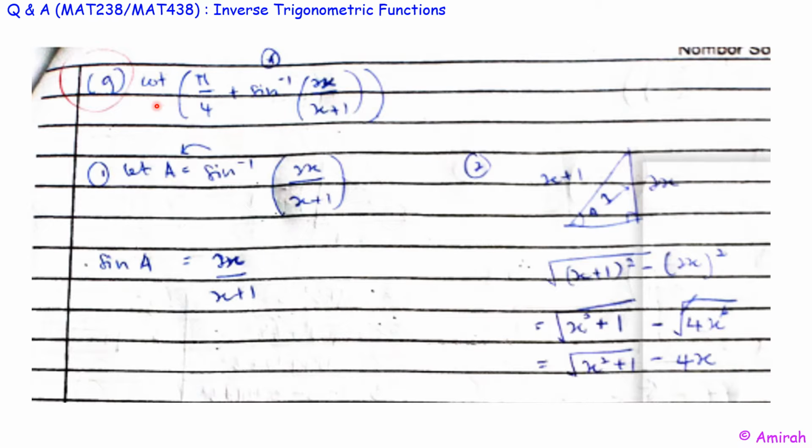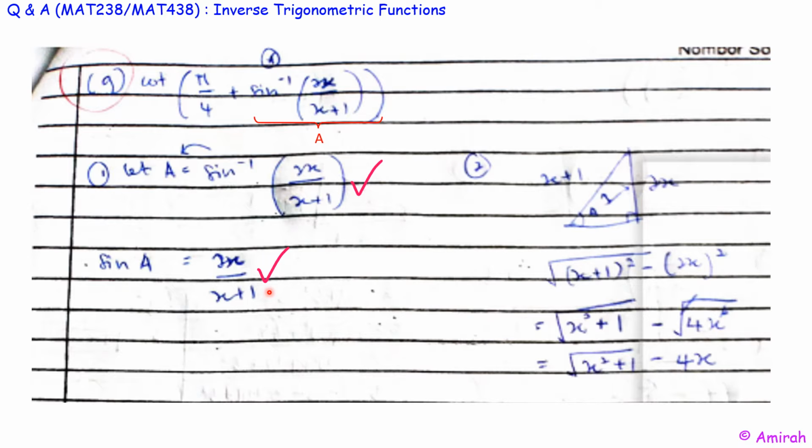Okay. First, soalan ni evaluate cot pi over 4 plus inverse sine 2x over x plus 1. So, how to evaluate this trigonometric function? First, we let inverse sine 2x over x plus 1 equals to a. Yang ini betul lah. And then dia move inverse sine ke kiri. So, now we have ordinary sine a equals to 2x over x plus 1.